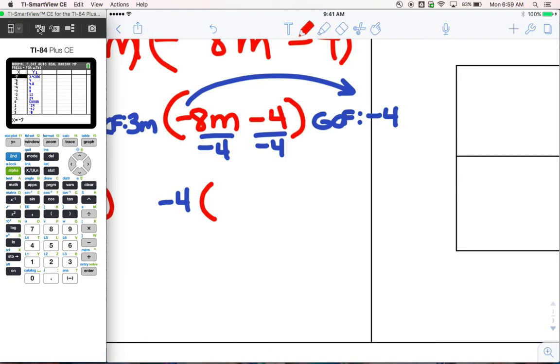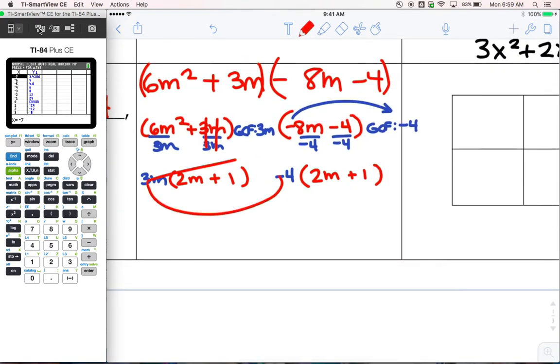Negative 8 divided by negative 4 is positive 2, and m is still there. Negative 4 divided by negative 4 is just a positive 1. Perfect, right? These are matching in the parentheses, which is what I wanted.